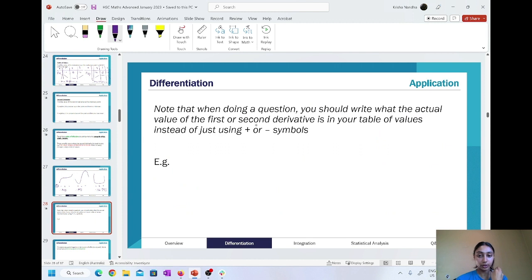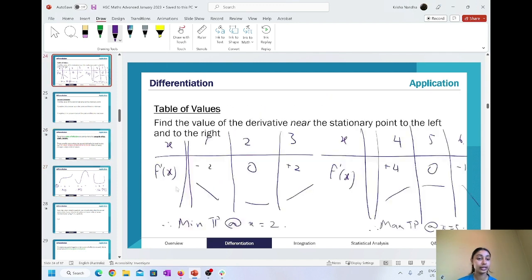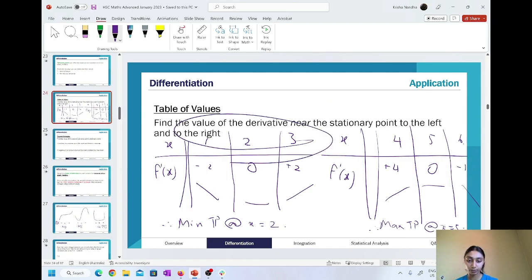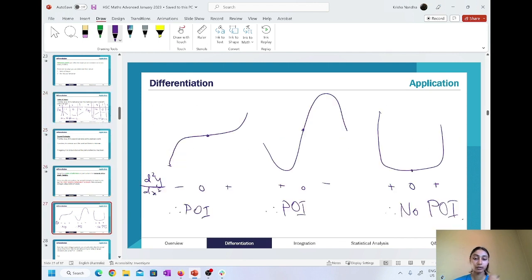Note that when doing a question, you should write the actual values. Like I did over here, I did minus 0 plus. Minus 0 plus is not really what we should do. We should put proper numbers in, and then put proper numbers into the answer over here as well. Otherwise, you're probably going to lose a mark.